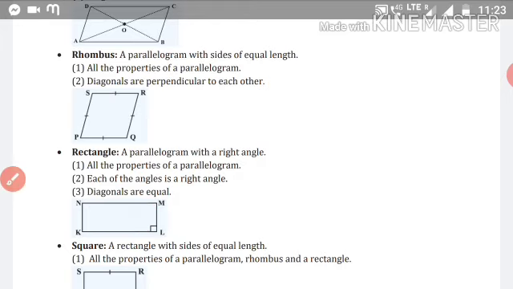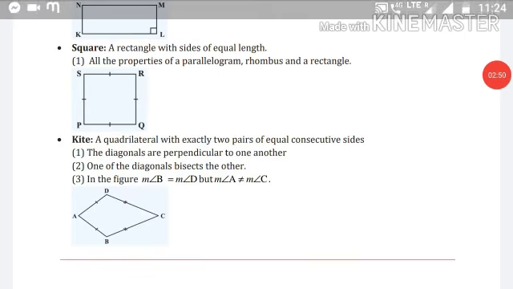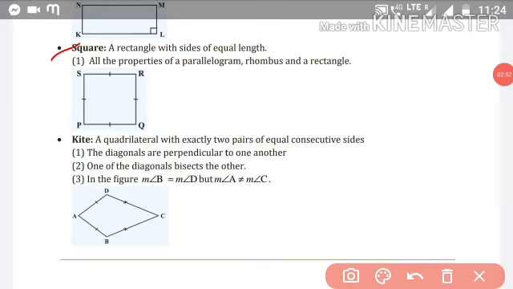Now come to the next. Now square. A rectangle with sides of equal length. So here also this is like a rectangle, but with sides of equal length. This is like a rectangle, but the lengths are equal. That means PQ will be equal to QR, QR will be equal to RS, and RS will be equal to SP. All the sides are equal.